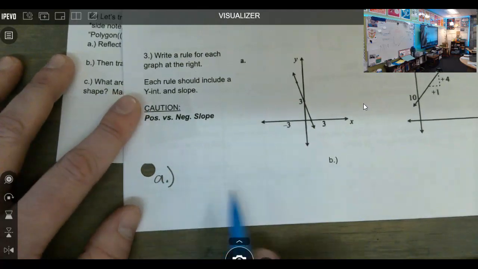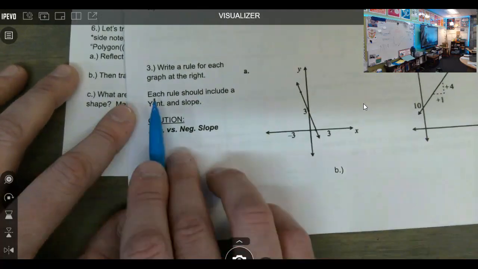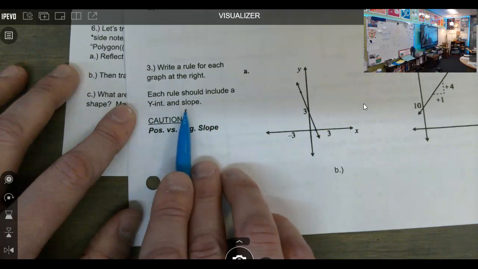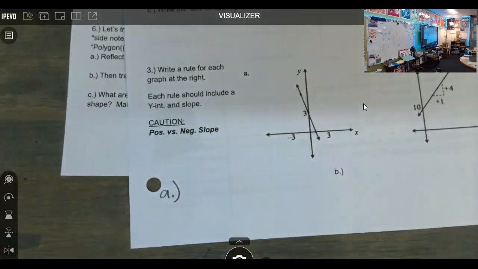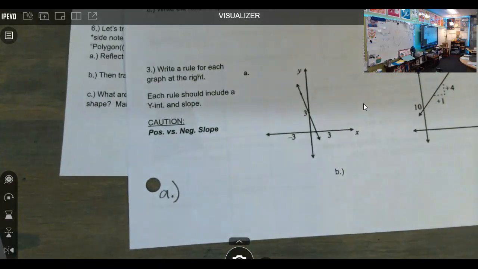You need a rule for A and a rule for B. Remember, each rule should include a y-intercept and a slope. And here's your caution from me, positive versus negative slope. Make sure we pay attention to that. All right, go ahead, start your test.